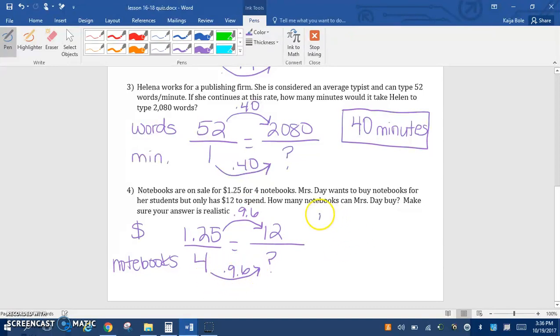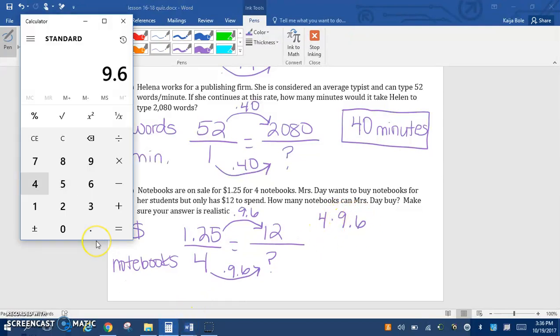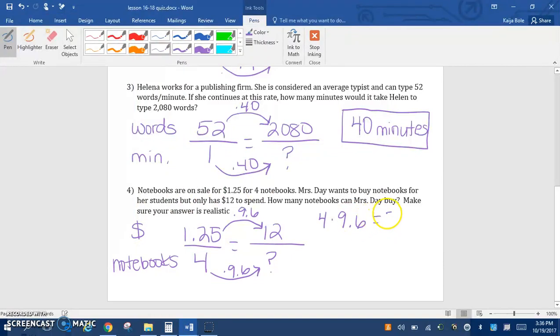So now, off to the side, if we do 4 times 9.6 in the calculator, we get 38.4. We can't have 38.4 notebooks, so we need to round, and it needs to be realistic. If we round up, we won't have enough money, so that means we're just going to have to stick with 38. So we can say that she can buy 38 notebooks.